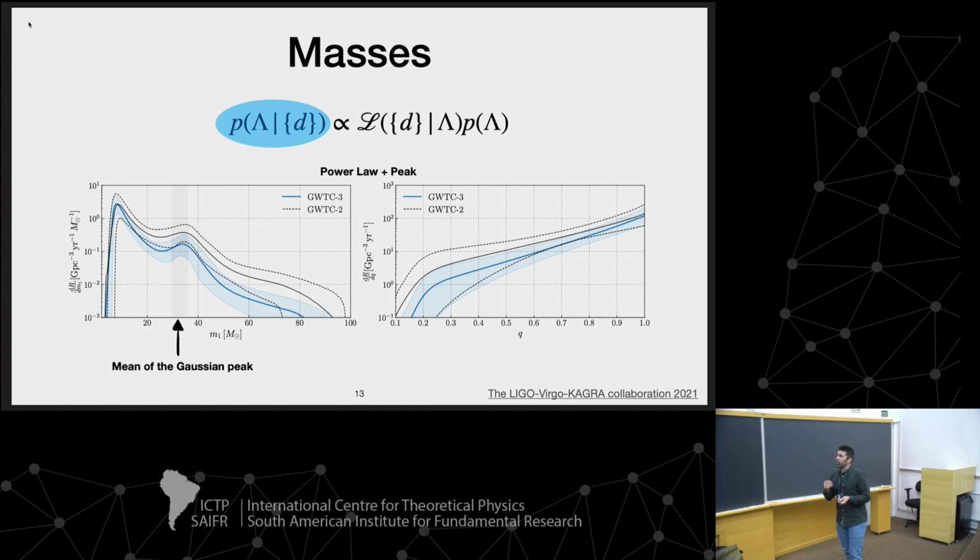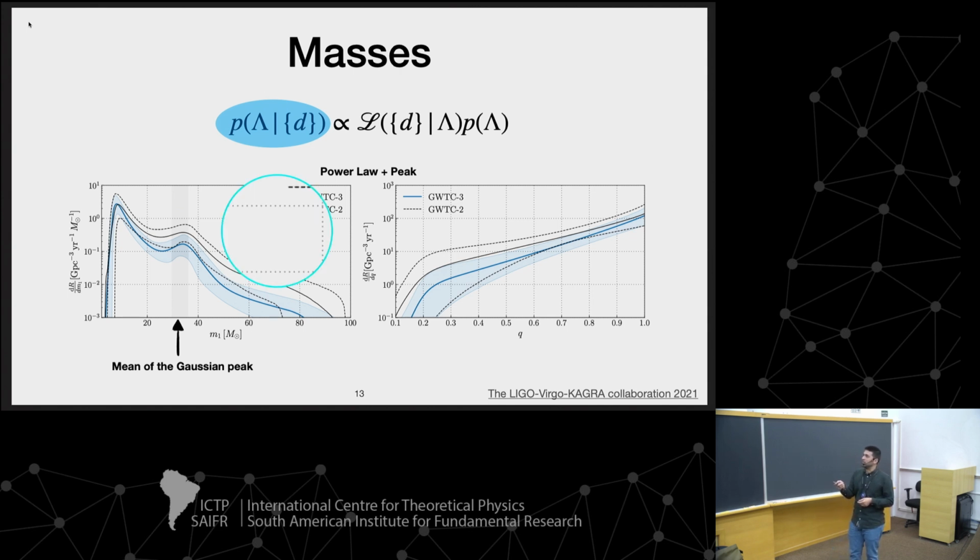So you see that what basically changed between these catalogs is the number of sources. If you have a higher number of sources, you can constrain your distribution better. This is trivial.